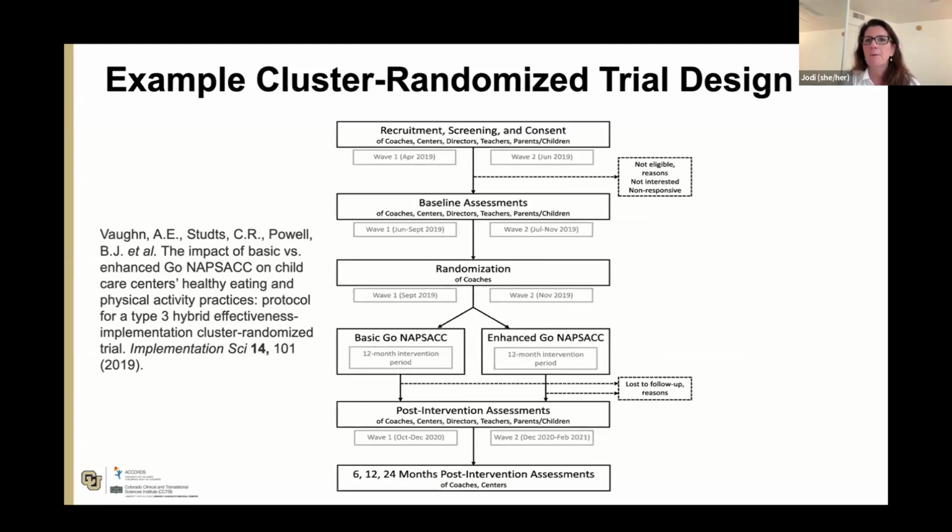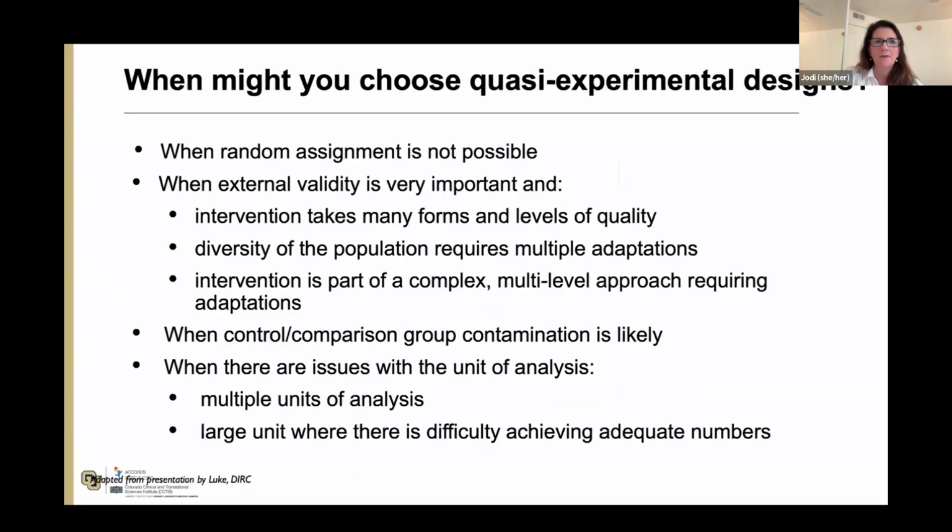And this is what a modified CONSORT diagram would look like, where you can see it's really kind of the same flow. You recruit, screen, do baseline assessments, randomize the coaches, and then there's Go Knapsack versus Enhanced Go Knapsack. That's so cute. Anyway, they get randomized to these clusters of groups, and then post-intervention and then follow-up. So kind of like a typical design, but the clusters are what get randomized.